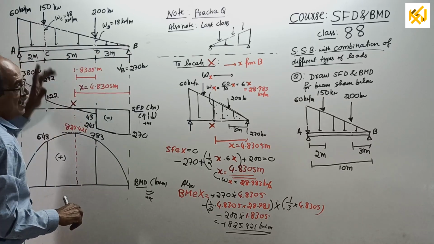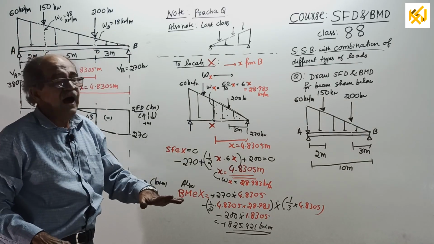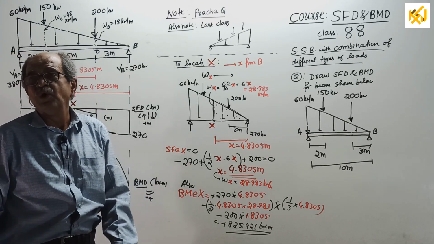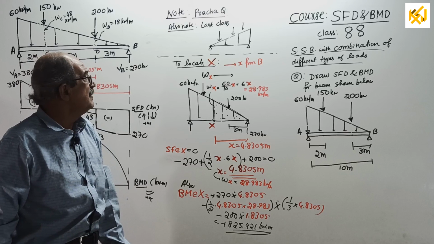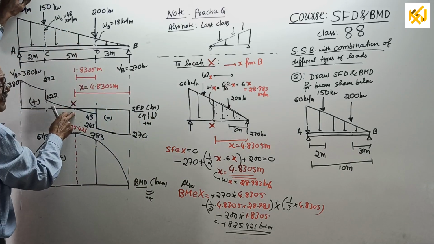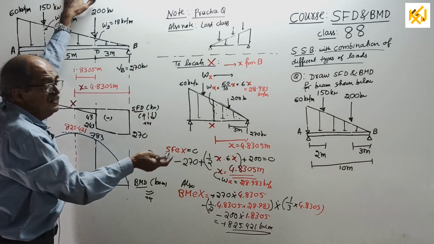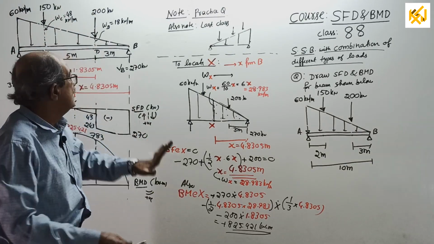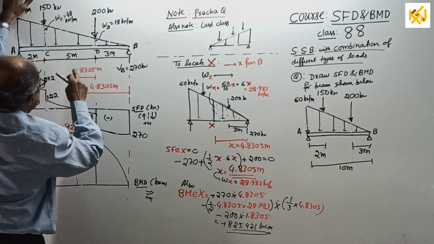Now, oh sorry, forgotten one thing. After drawing the shear force diagram, I forgot, but now I will remember. Before starting BMD or BM calculation, first locate the point where SF is 0. You should do this one. Then only come to bending moment calculation. Okay, start. Location of the point where SF is 0.